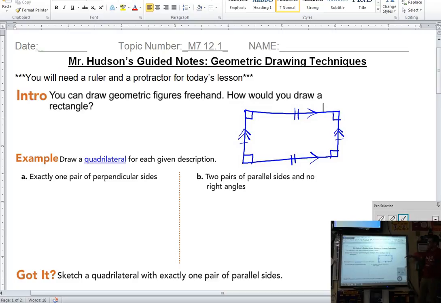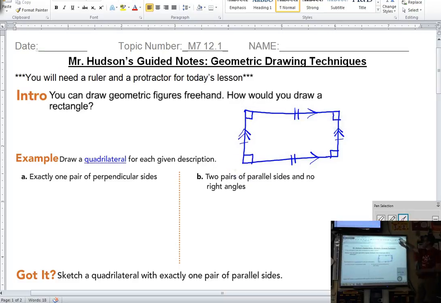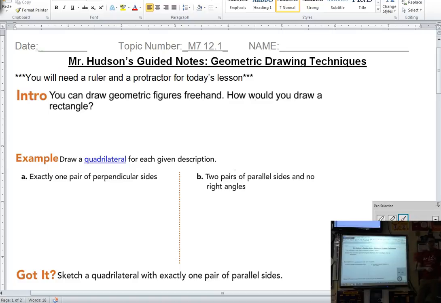So I want you guys to try to do challenge A and B. What about a quadrilateral with only one pair of perpendicular sides? Ooh, perpendicular. What does perpendicular mean versus parallel? Anyone know what perpendicular means? So off to the side here, the symbol for perpendicular is this. It's an upside down T.